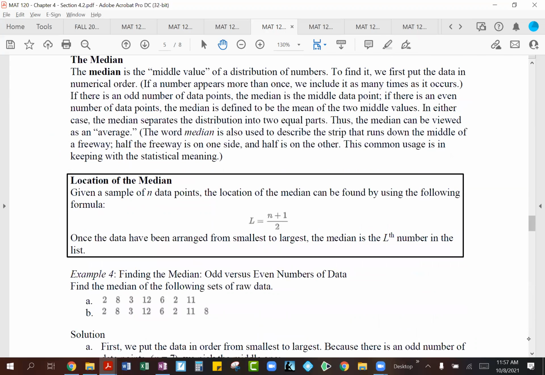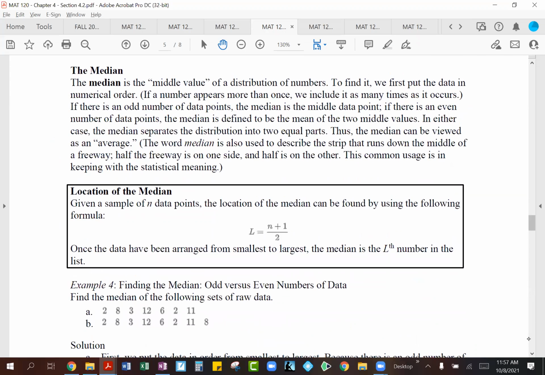Okay, let's get into median. Now, as I was telling you earlier, the median is more about a position, where the center of your data will fall. So in this case, they're talking about, in one example, think about the word median is also used to describe the strip that runs down the middle of a freeway. So that's halfway between your freeways. So half of the freeway is on one side and the other half is on the other side. So if you think of that, that's exactly what we mean by the median.